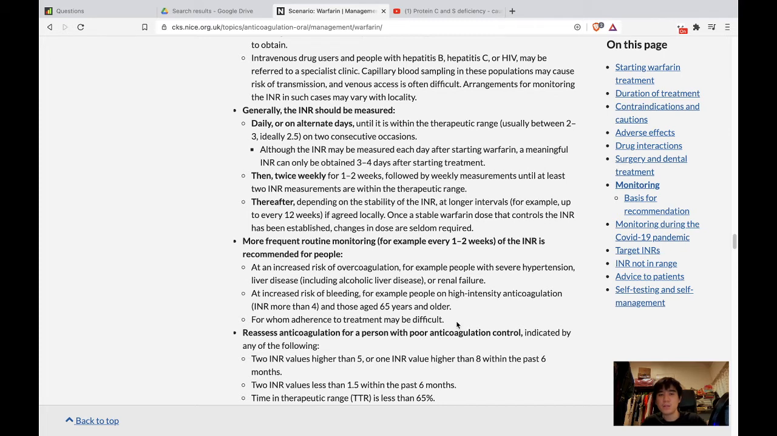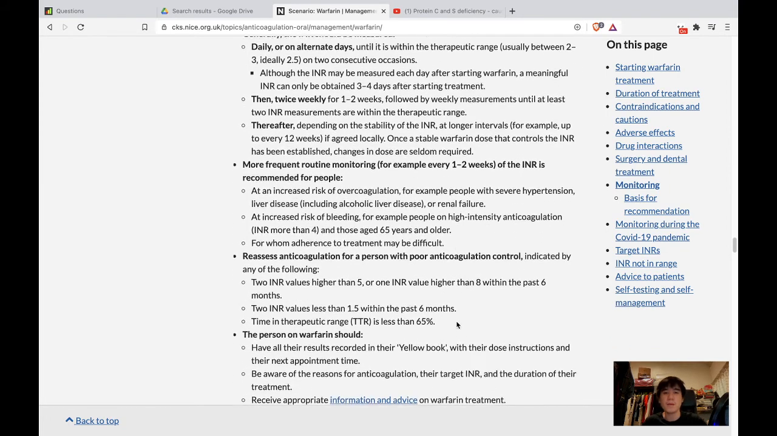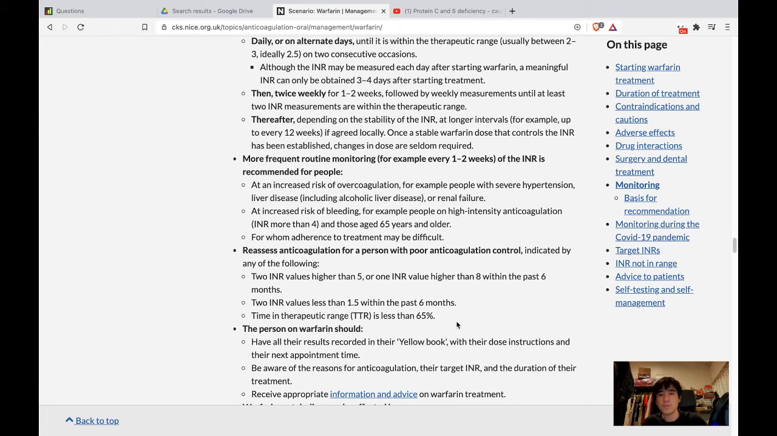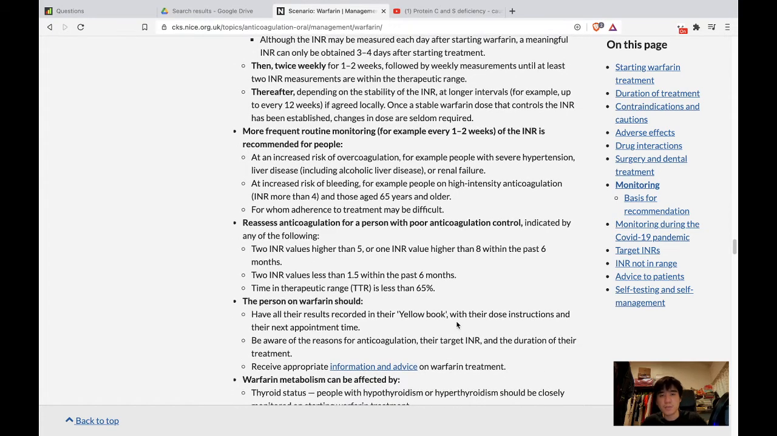Thereafter, depending on the stability of the INR at longer intervals, for example, up to every 12 weeks if agreed locally, once a stable warfarin dose that controls the INR has been established, changes in dose are seldom required. More frequent routine monitoring, for example, every 1 to 2 weeks, of the INR is recommended for people at an increased risk of overcoagulation, for example, people with severe hypertension, liver disease, including alcoholic liver disease, or renal failure.